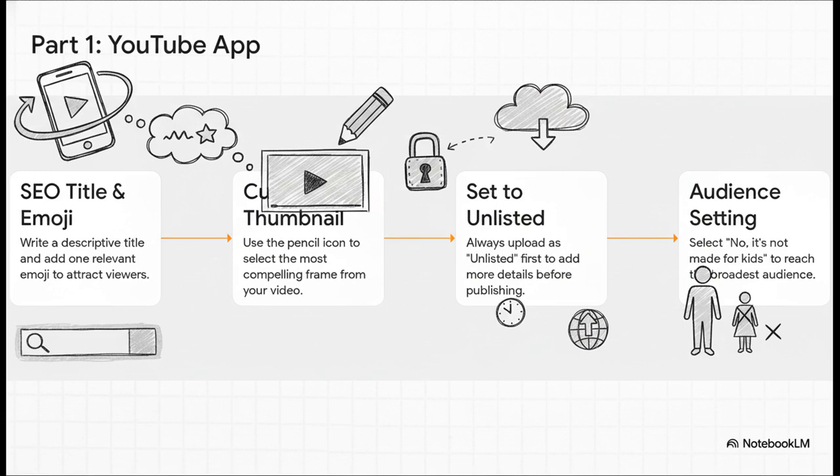Next, and this is super important, use that little pencil icon to scrub through your video and pick a really compelling frame for your thumbnail. Then, before you hit that upload button, set the visibility to unlisted. I repeat, unlisted, not public. And finally, make sure the audience is set to not made for kids to get the widest possible reach.